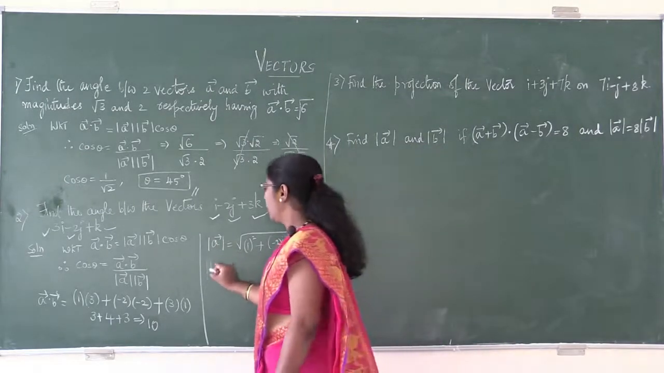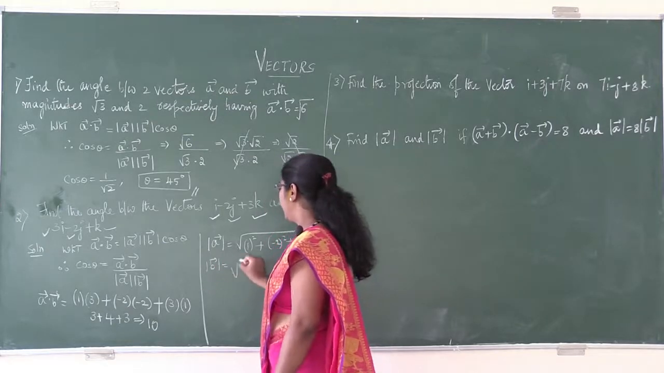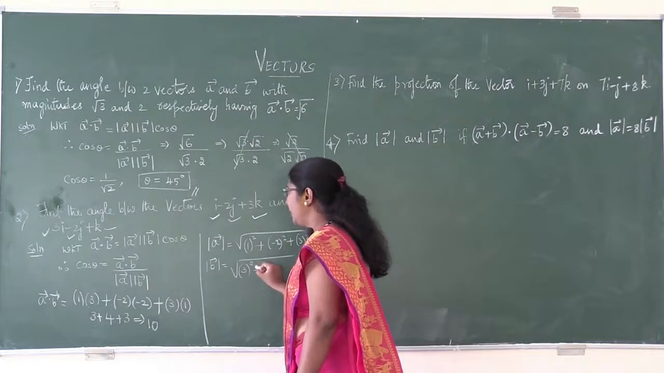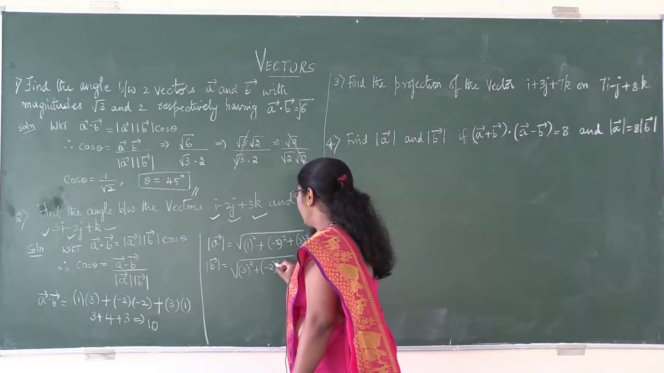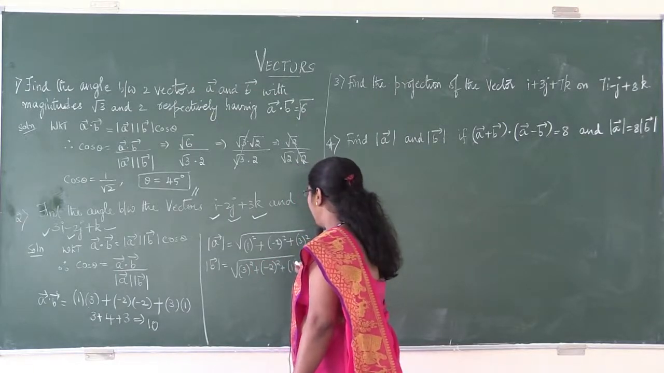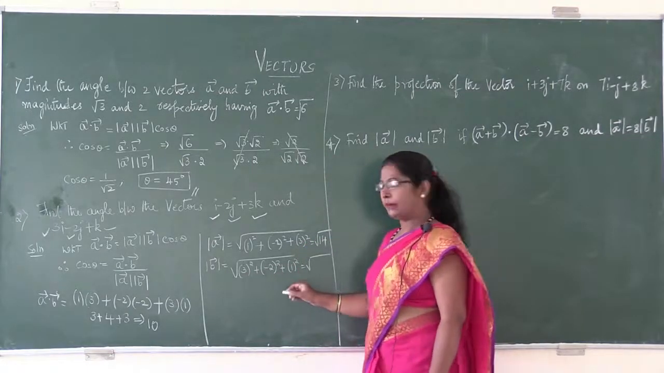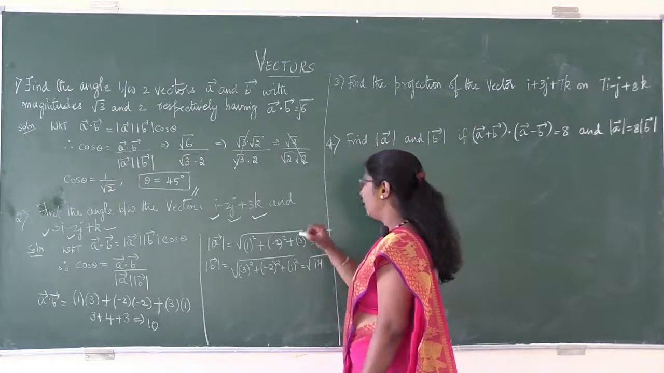Similarly, find out the magnitude of vector B. The magnitude of vector B is given by 3 square plus minus 2 whole square plus 1 square, which is nothing but 9 plus 1, 10. 10 plus 4 will be root 14 again.